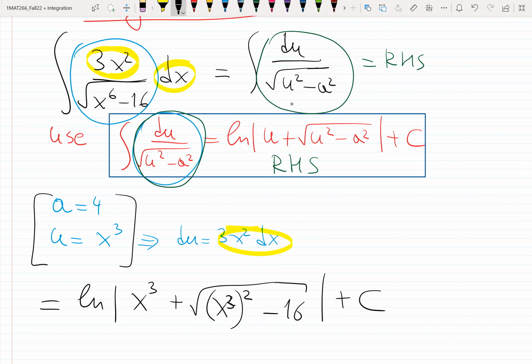How about that? Can you do that? That's how it is. Sometimes some coefficient is going to pop out, sometimes not. But usually you start with a, that's the obvious one. Then you match with u, check that the du is matched, and then you use the integral from the table and you get the answer. That's all we needed. What do you think about that?